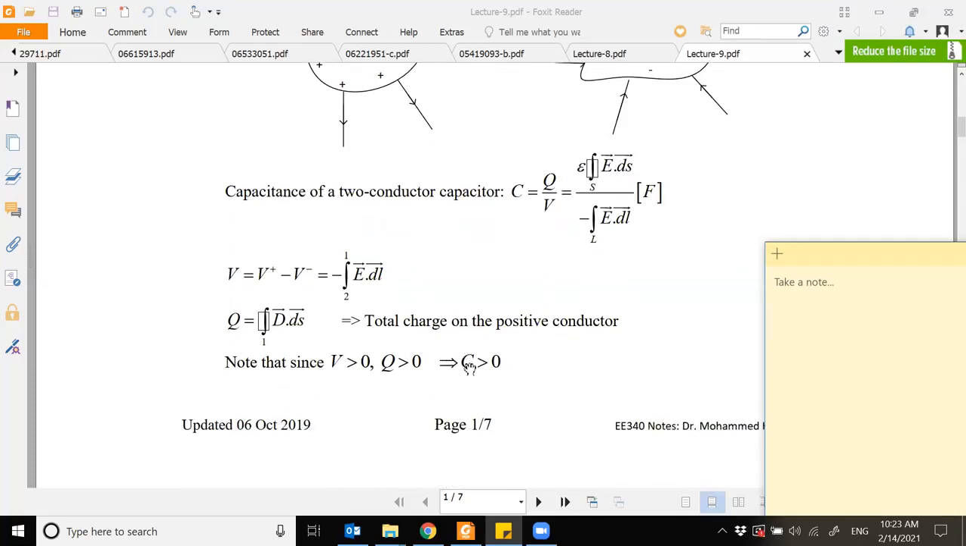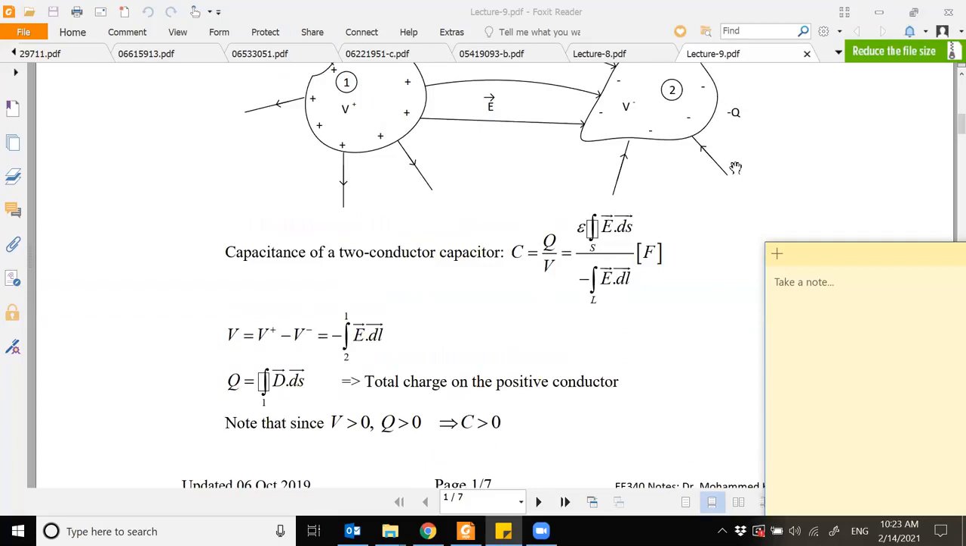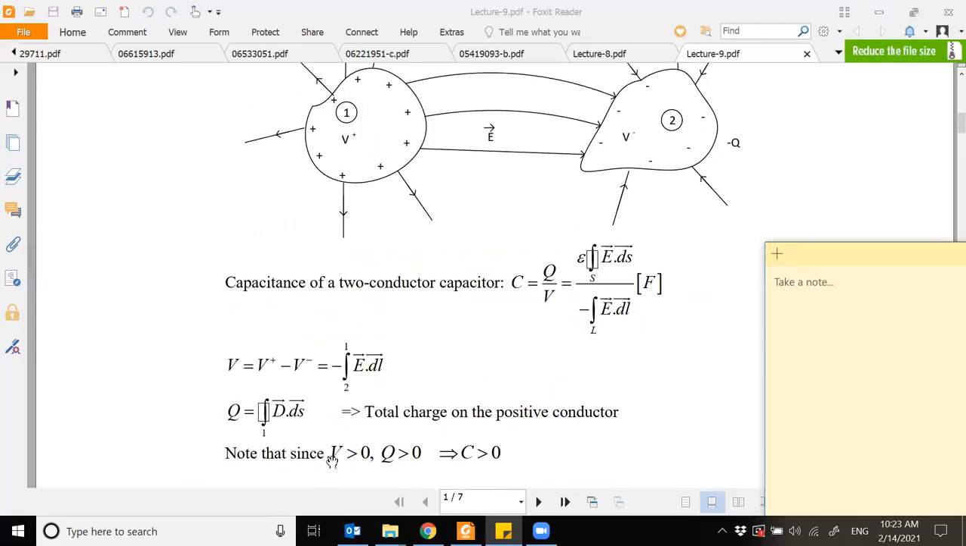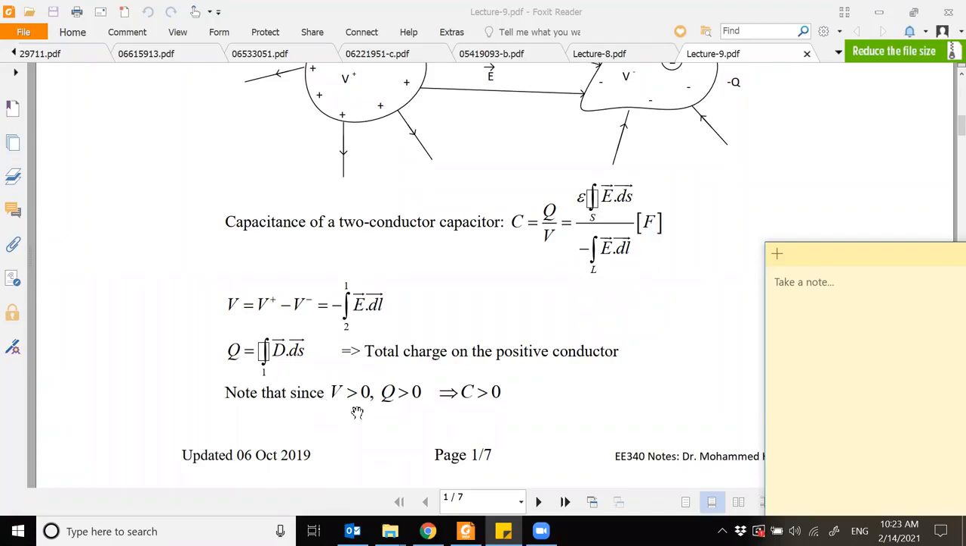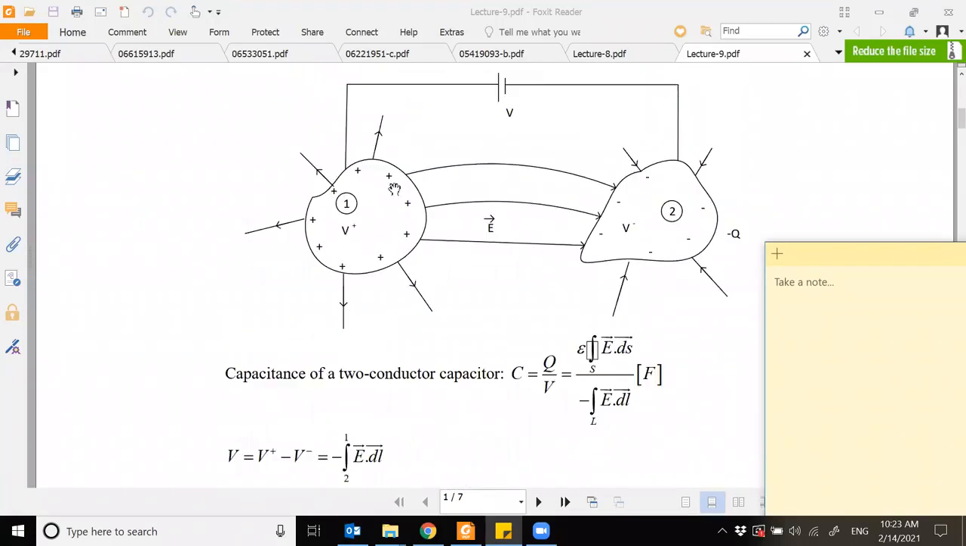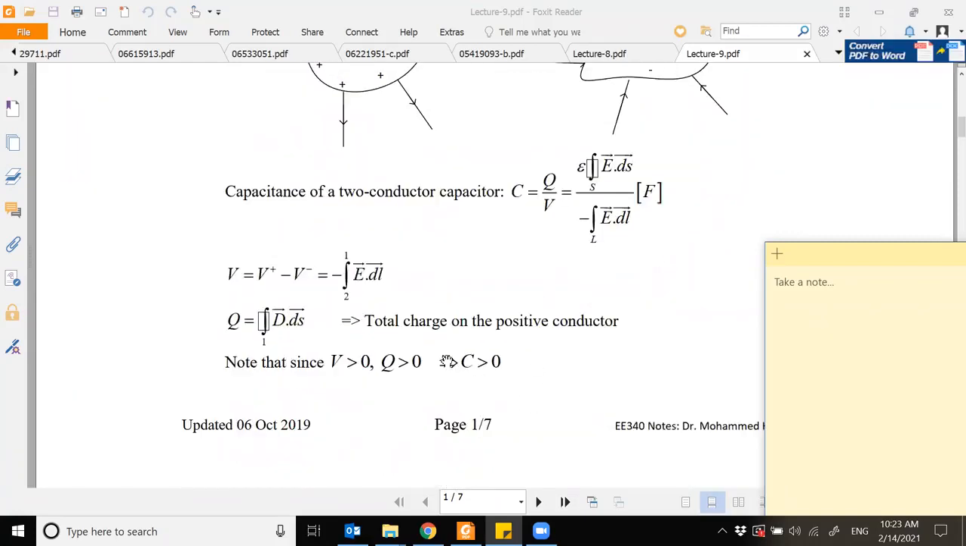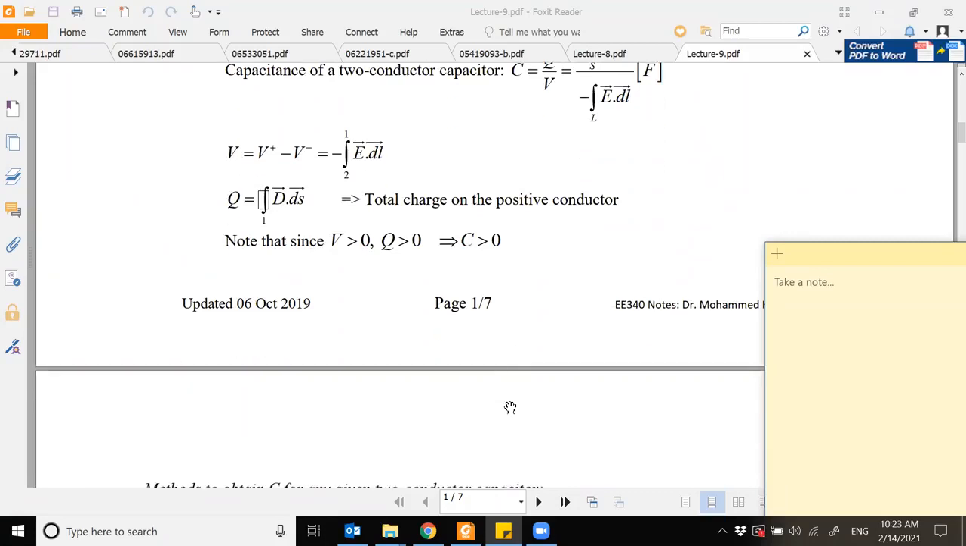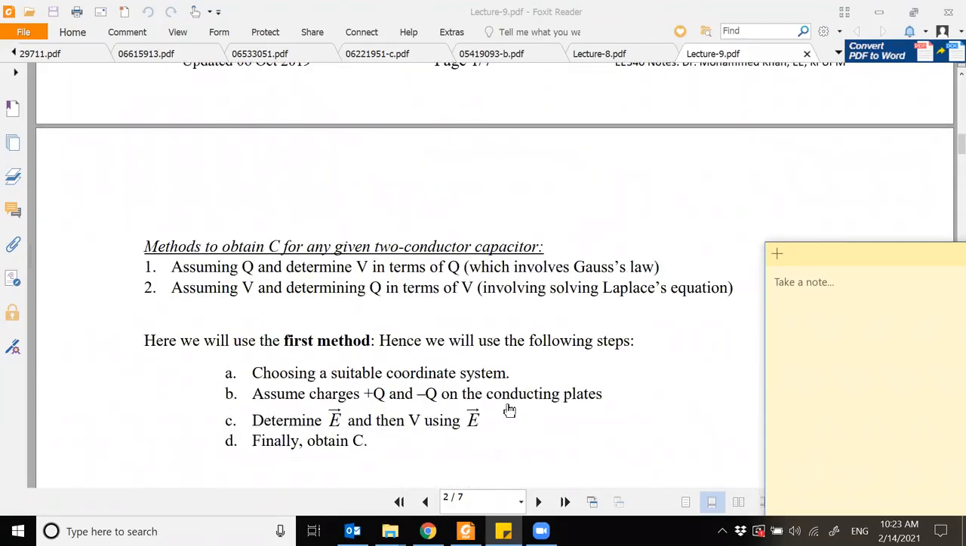Now, since our charge is non-zero and our potential is non-zero, because if our potential becomes 0, then the potential difference becomes 0, the charge becomes 0, and these two become isolated conductors. But now when I give the potential difference, then you will have charge here, you will have charge here, and they will be at a fixed difference, and that creates a capacitance. And now our objective is to find that capacitance.